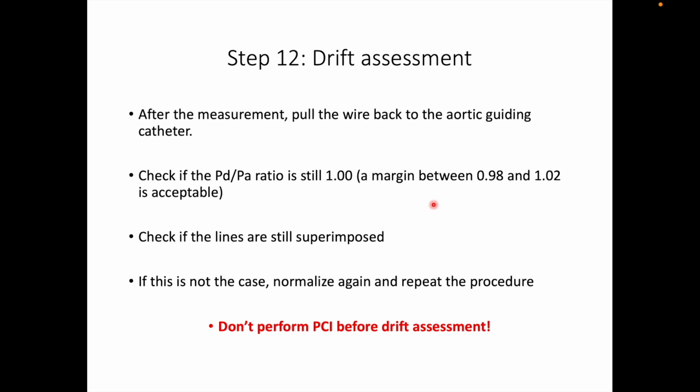A margin between 0.98 to 1.02 is acceptable provided you don't have an FFR which is right at the borderline. So this 0.02 margin plus minus can be accepted, and the two waveforms need to be superimposed when you are checking for normalization the way you normalized it. So not only the PDPA has to be 1, but the two waveforms also need to be superimposed. Otherwise, if you lose your normalization, if there is a drift at this point in time, you have to normalize your wire again, take it back again distal to the stenosis, and do the recording again.